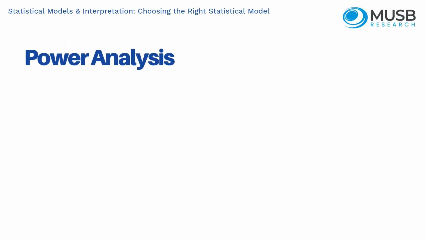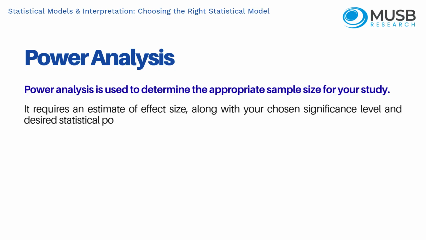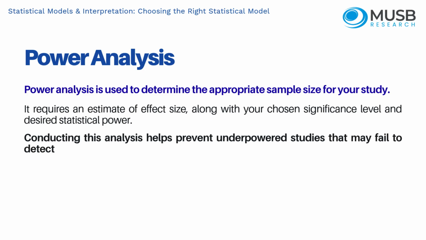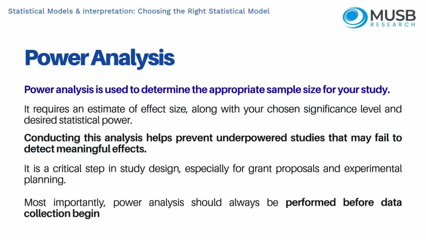Power analysis. Power analysis is used to determine the appropriate sample size for your study. It requires an estimate of effect size, along with your chosen significance level and desired statistical power. Conducting this analysis helps prevent underpowered studies that may fail to detect meaningful effects. It is a critical step in study design, especially for grant proposals and experimental planning. Most importantly, power analysis should always be performed before data collection begins.